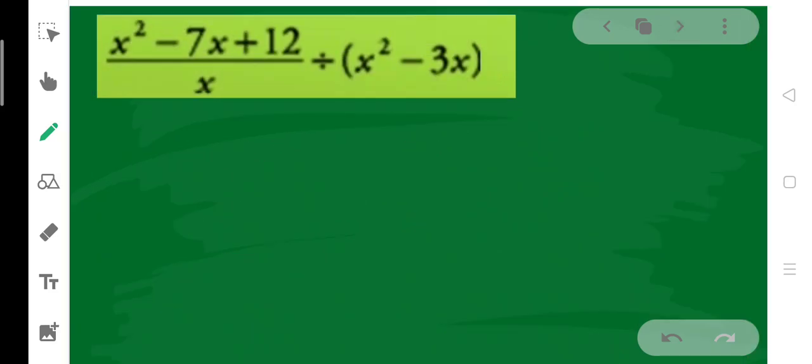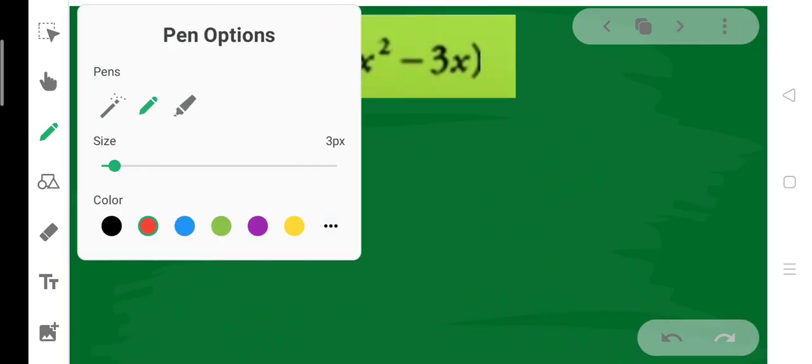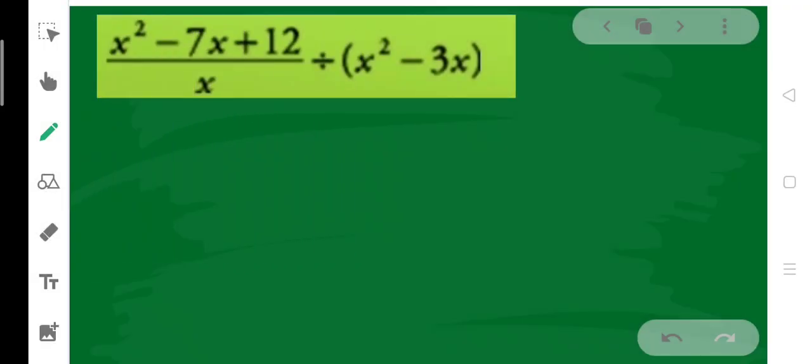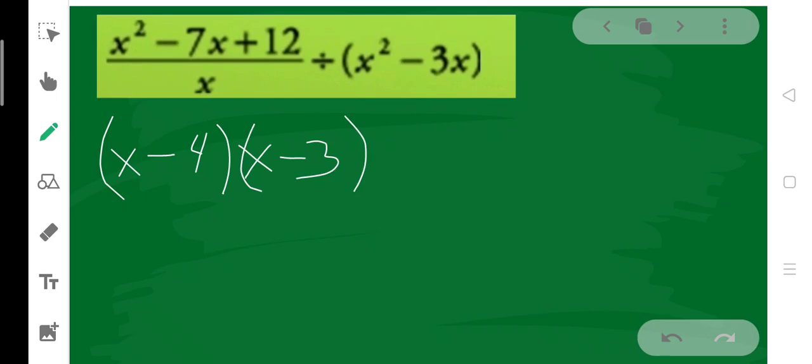Okay. So, another example. Let us use the white color. Okay. So, we have this one. X squared minus 7x plus 12 all over x divided by x squared minus 3x. So, the factored form of this one would be x minus 4 times x minus 3.